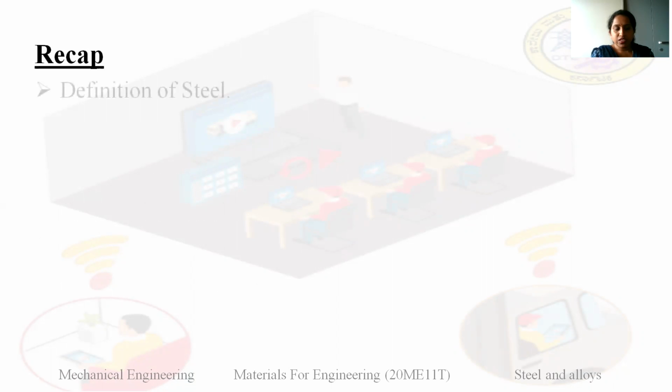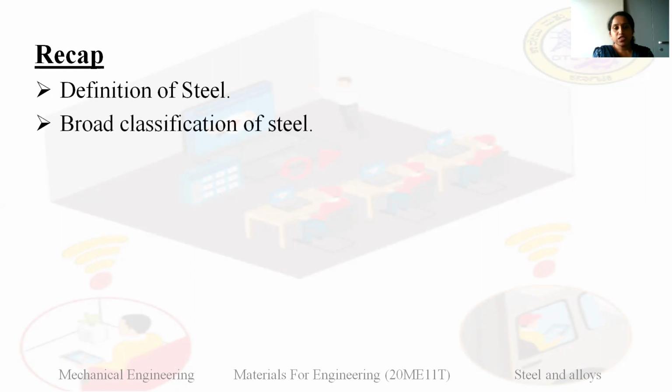In my first session, we have already discussed the definition of steel, which says that steel is fundamentally an alloy of iron and carbon with a carbon percentage of up to 1.5%. That 1.5% is with respect to weight. It also has alloying elements like copper, manganese, nickel, chromium, which are small additions used mainly to improve the properties of the steel.